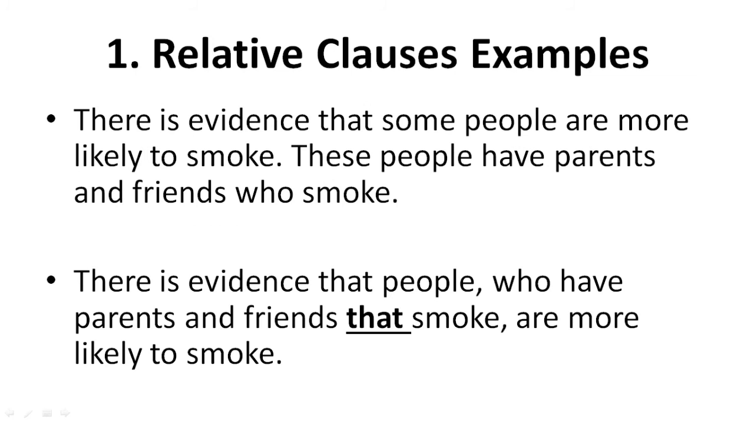There is evidence that some people are more likely to smoke. These people have parents and friends who smoke. Let's make a complex sentence of these two simple sentences. There is evidence that people who have parents and friends that smoke are more likely to smoke. So this is also another kind of complex sentence.